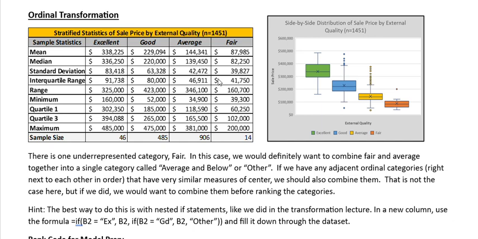The best way to do this, again, is with nested if statements like we did in the variable creation lecture. I should say, we're in the data transformation lecture, or I think we did discuss it in the background lecture as well. In a new column, we use the formula: if the original is excellent, then return itself. If the original is good, then return itself. Otherwise, put it in this other category, or this average and below category, and fill it down through the data set.